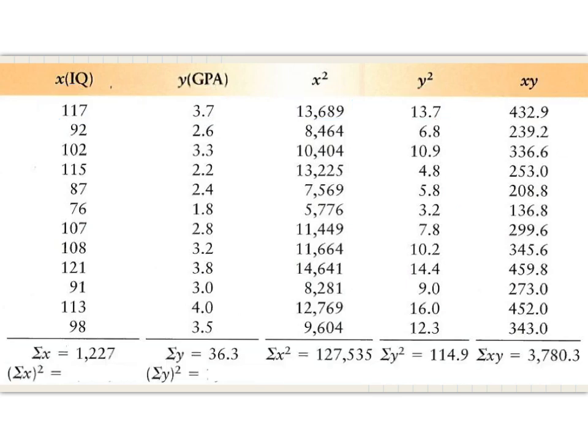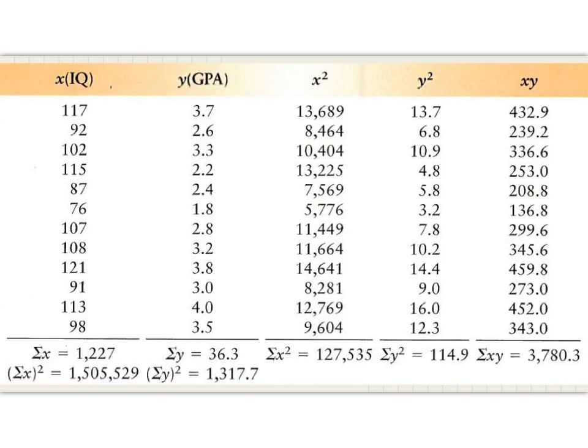We need column totals. The sum of all of the x values is 1,227. The sum of the y's is 36.3. The x squareds add to 127,535. The y squareds add to 114.9, and the xy's add to 3,780.3.